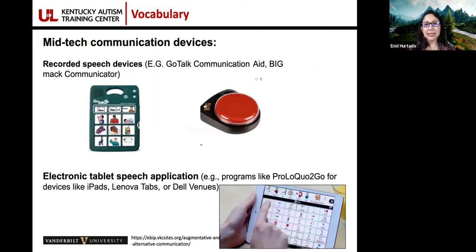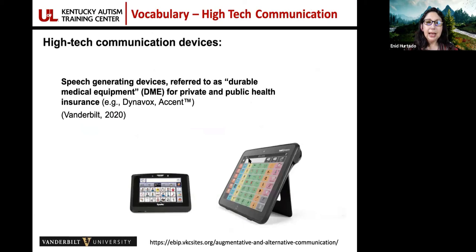Mid-tech communication devices are the recorded speech devices like the Go Talk or the Big Mac Communicator. Electronic tablet is like what I was mentioning, the Proloquo, where you can put it on all the different tablets. And then the high-tech communication devices are, from my neck of the woods, Tobii Dynavox. I don't know why the Vanderbilt only listed Tobii Dynavox, but as you know, there are other companies as well.